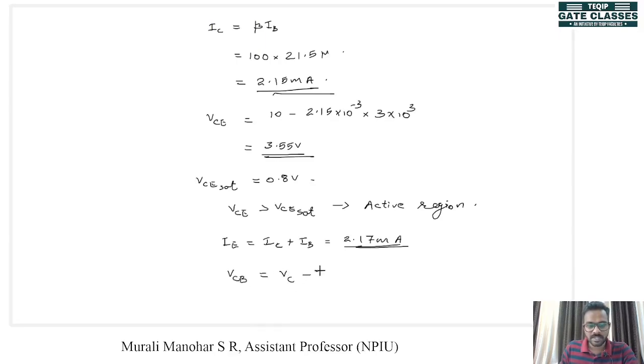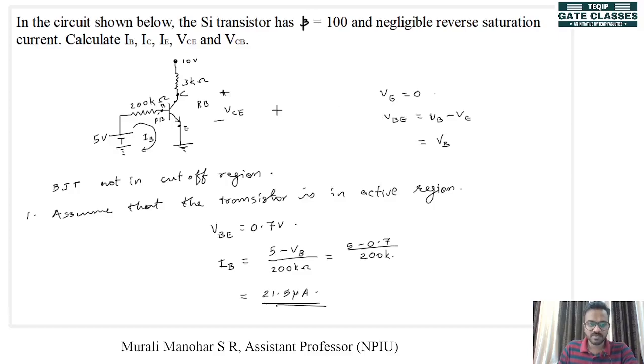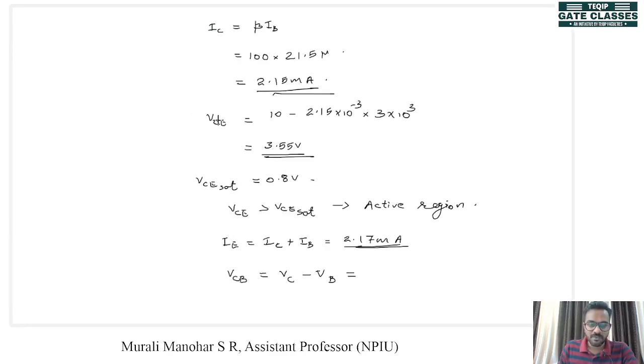VCB can be written as VC minus VB. Now we know that VB is 0.8. What will be the value of VC? We have got VCE, right? Since VE is 0, VCE will be same as VC. So VC and VCE are same. So VCB will be VC minus VB, which is 3.55 minus 0.7 volts, and that is given by 2.85 volts. So these are all the answers we need.